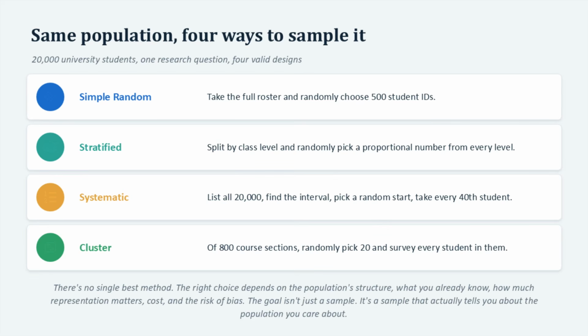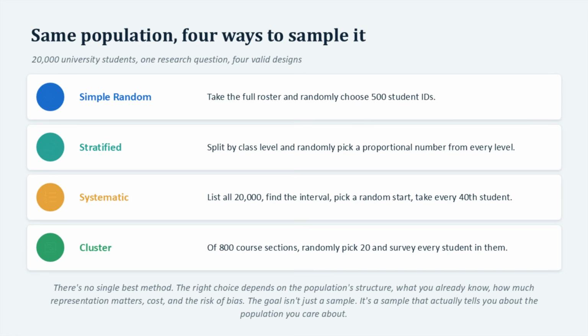That's systematic sampling. And if the university has 800 course sections, and I randomly choose 20 of those sections, then survey every student inside the sections I selected. That's cluster sampling. Same 20,000 students, same general research question, but 4 completely different ways to build the sample. And here's the main idea I really want you to walk away with. There is no single sampling method that is always the best. The right choice depends on the situation.